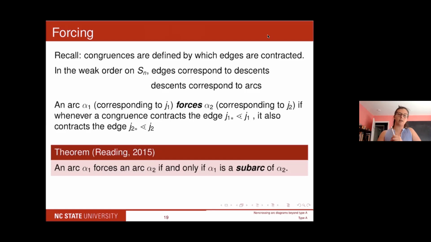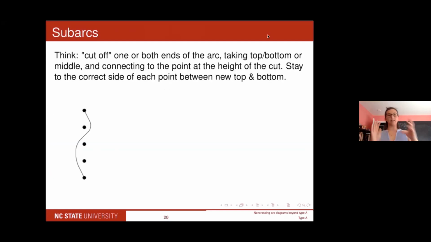And then Nathan has this theorem in his 2015 paper that an arc alpha 1 forces another arc alpha 2 if and only if alpha 1 is a subarc of alpha 2. We haven't talked about subarcs, so let's do that now. So the idea of a subarc is that you cut off one or both ends of the arc that you've started with, and then you can take the top or bottom if you cut off one end, or you can take the middle if you cut off two ends. And then you just want to connect to the point at the height of your cut. And the only requirement is you stay to the correct side of each point between your new top and bottom.